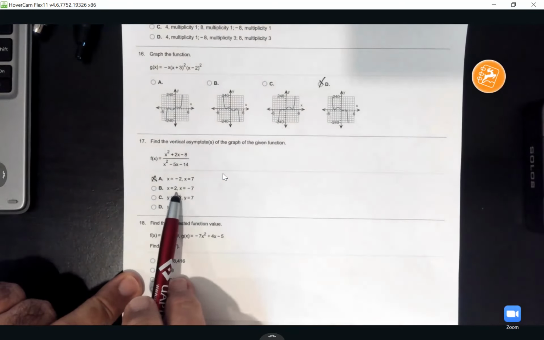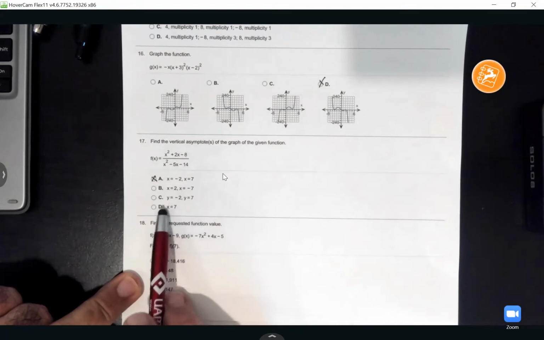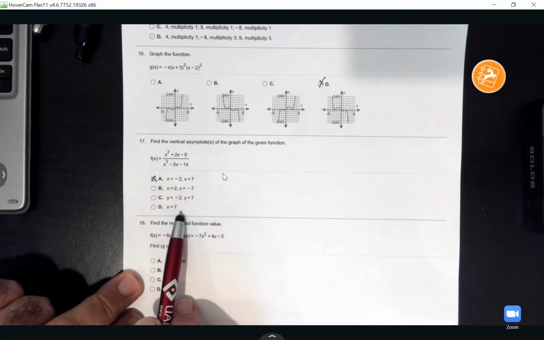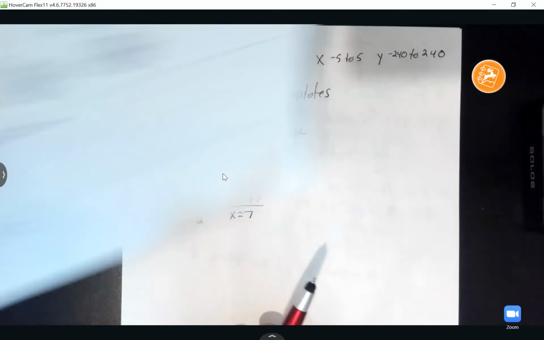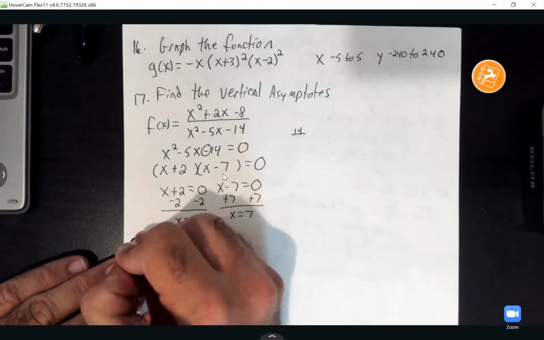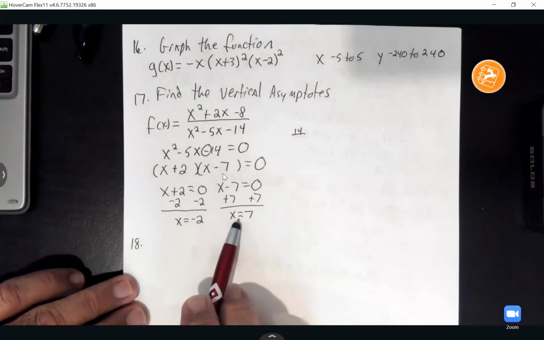But y'all be careful, because all they're doing on this one is changing the signs. And then down here, they just gave you one asymptote instead of both of them. So y'all be careful on that one, okay? And remember, these definitely got to be x's.